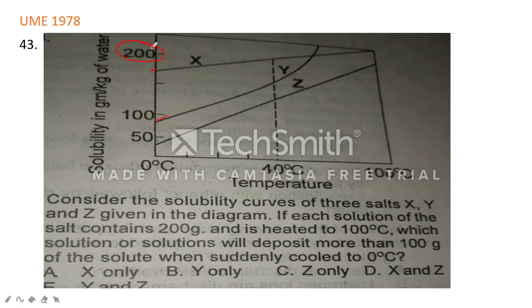Z, of course, from 200 to below 50, that is way more than 100. So it will deposit more than 100 grams. So that is option E. I've got option E for that.